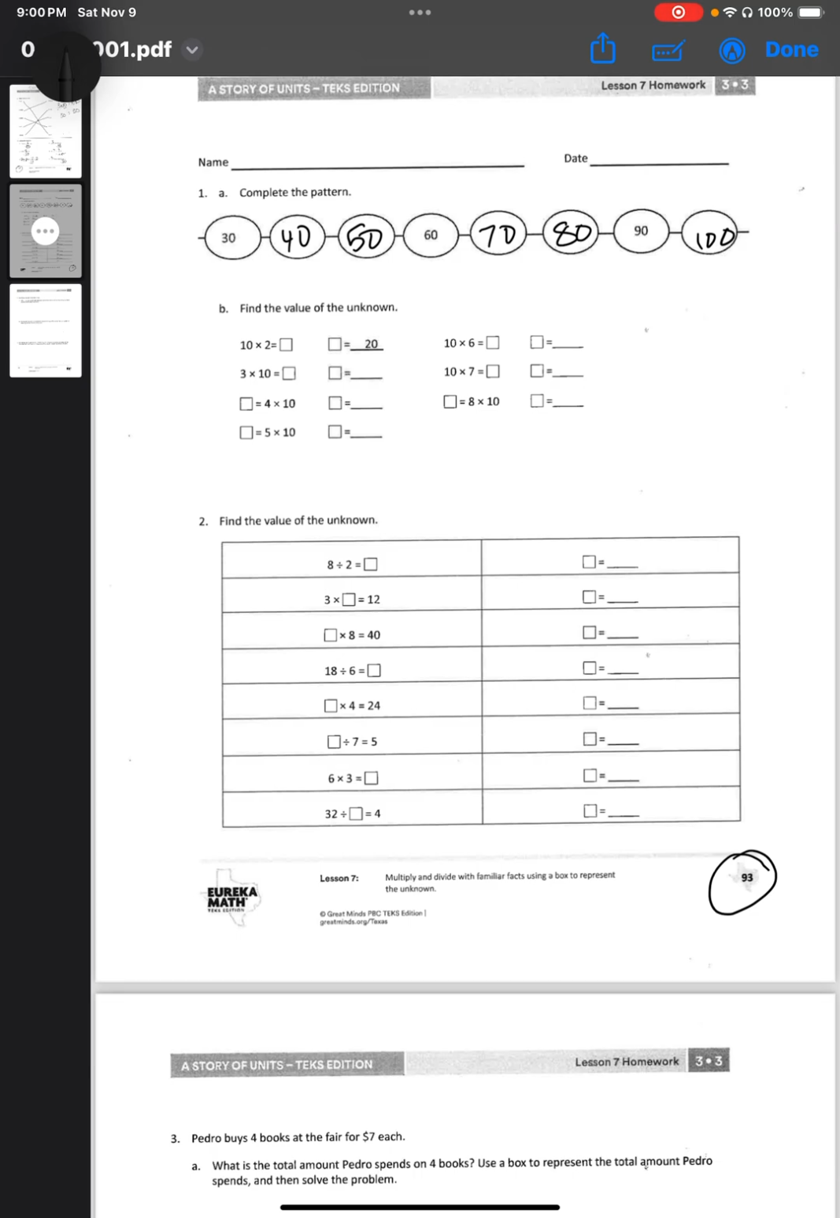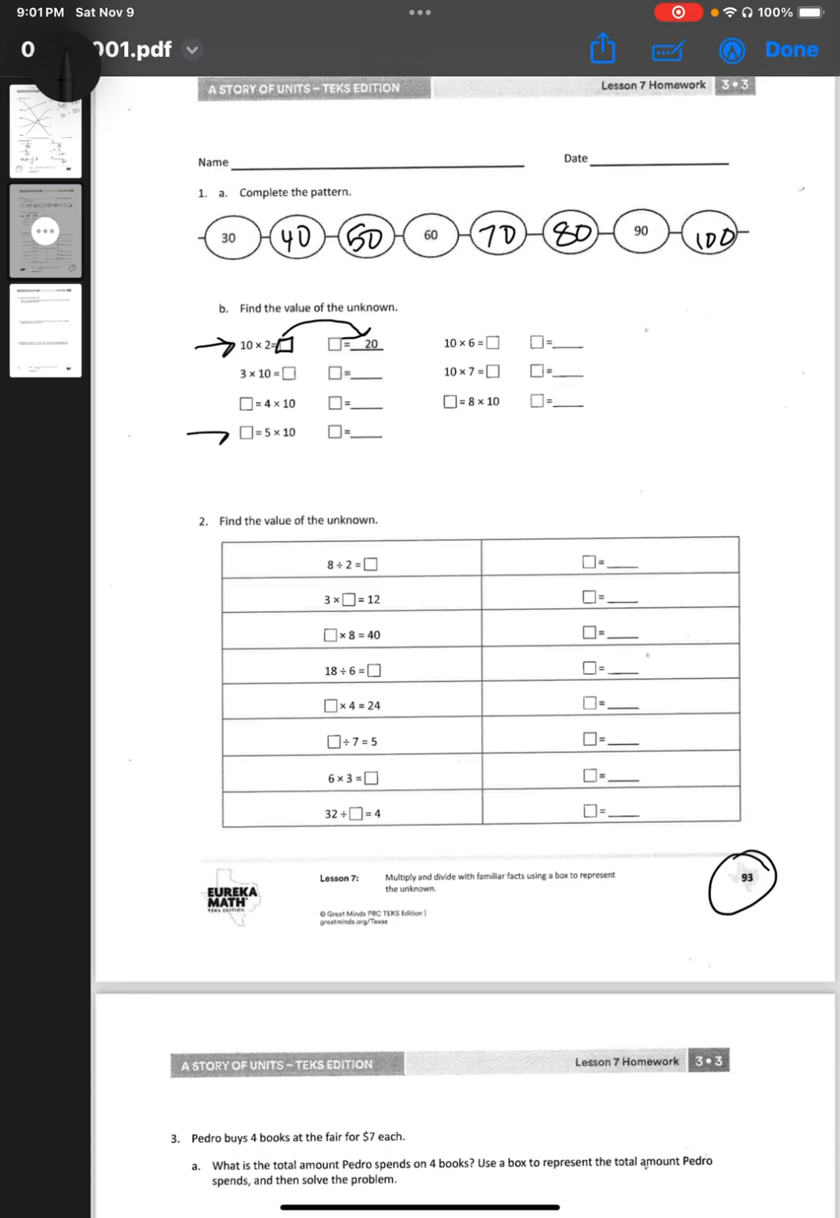B, find the value of the unknown. And I'm going to look at several of these because when I looked at this page, I felt like it looks really busy. And sometimes that can be a little bit overwhelming. And so let's work through some of these problems together. Right here, this first little problem says 10 times 2 equals something. This box, again, is the unknown box. We don't know what that value is yet. Now we can work it out, and we know that 10 times 2 equals 20. And that's what they've put right there.